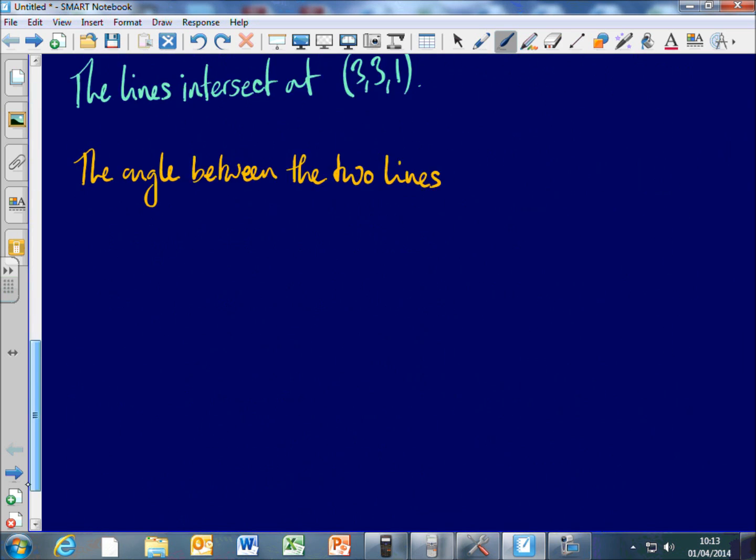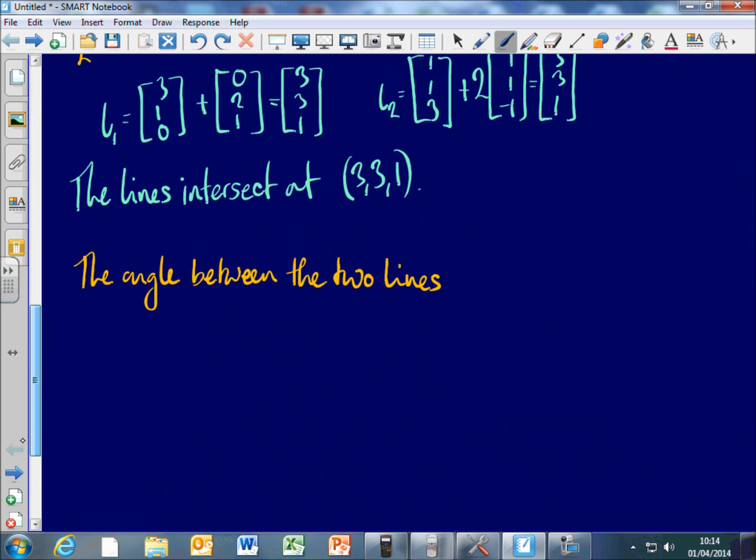So I don't do the scalar product of the whole line, just its directional component. So I'm going to try and find the angle between the two lines, and we remember that the scalar product, a dot b, can be written in two ways. The magnitude of a times the magnitude of b cos theta, where theta is the angle between the two lines.